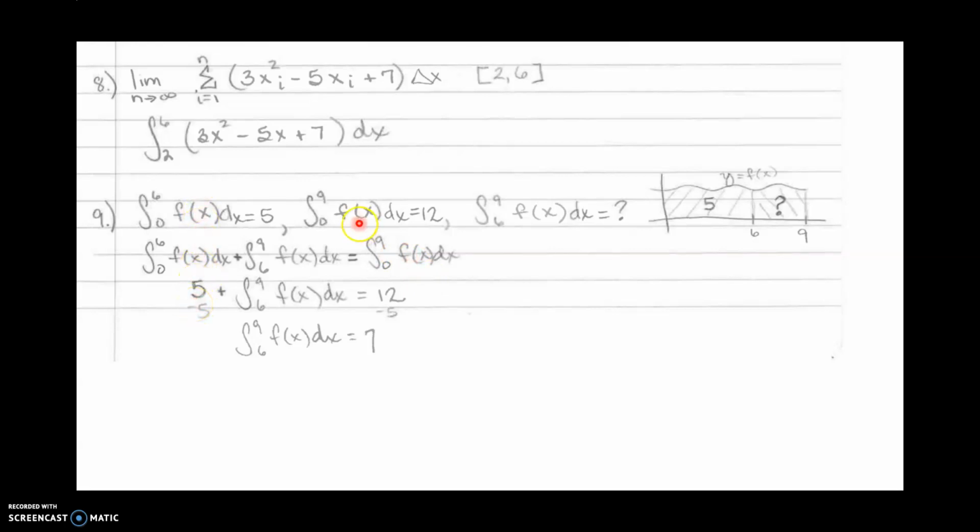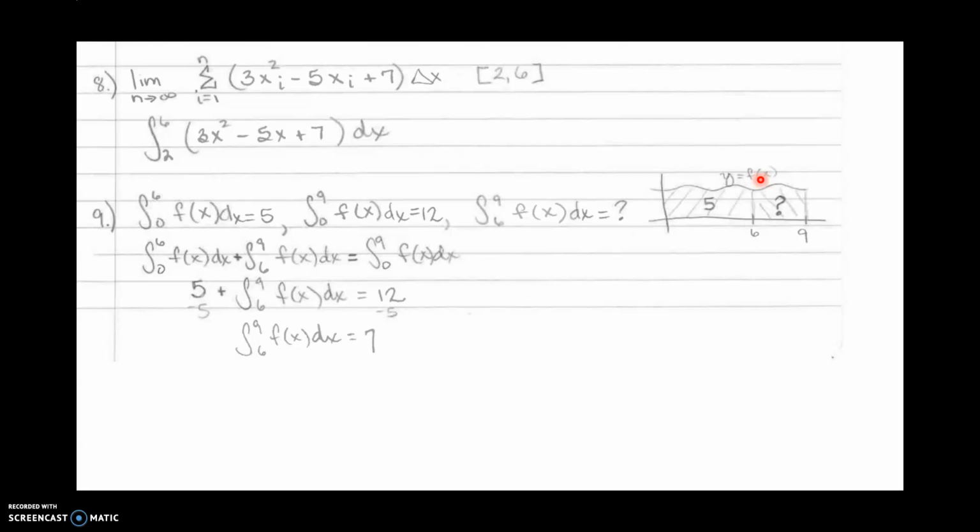And they told us the area from 0 to 9 was 12. So I can just subtract 5 from both sides, and that tells me that this other piece right here is going to have to be 7. And again, that's another one of those that you can use logic or common sense on. You don't have to use the formula, whichever you like better.